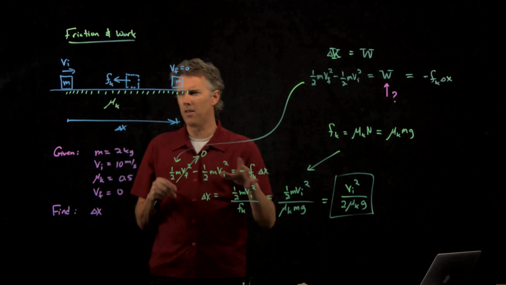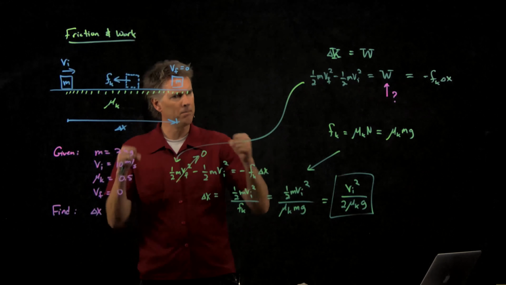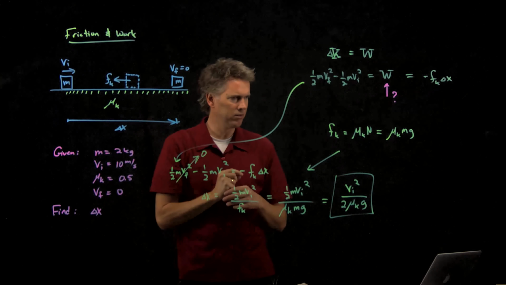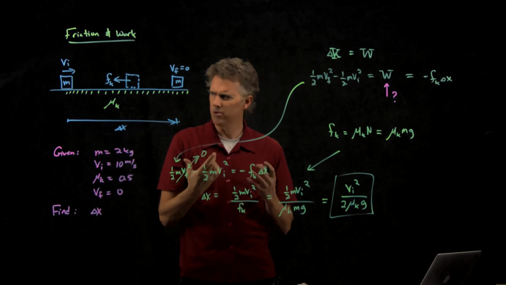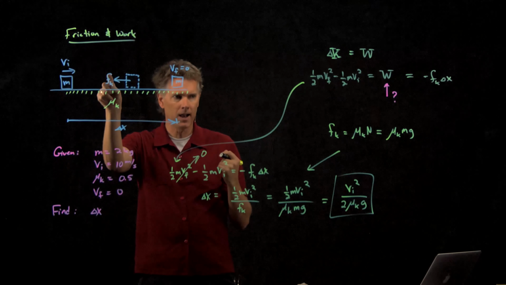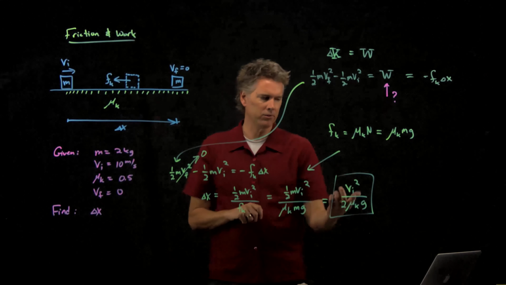It's sort of surprising that the mass drops out, right? It says if I do a big heavy box or a small box, and I push them at the same vi, they're going to slide the same distance, which is a little bit counterintuitive, right? Because the big box is certainly heavier, will certainly have a bigger f sub k, but it also has more mass that it's trying to slow down, and those two things exactly balance out. So it's mass independent, which is kind of cool.